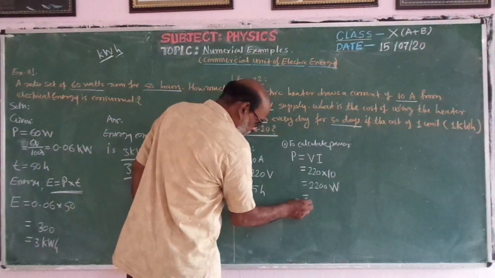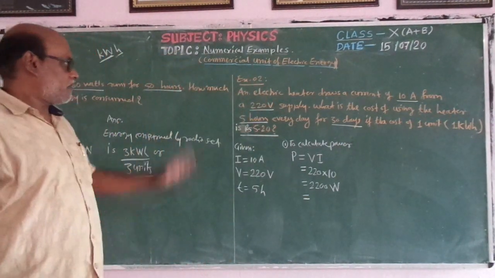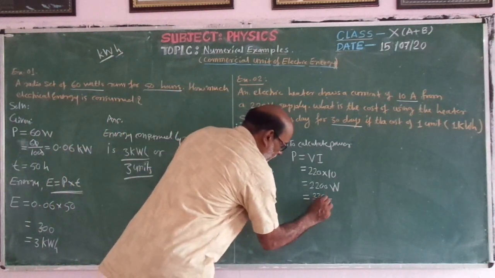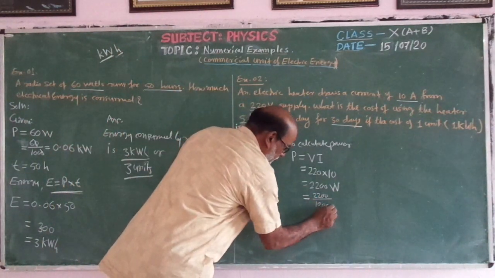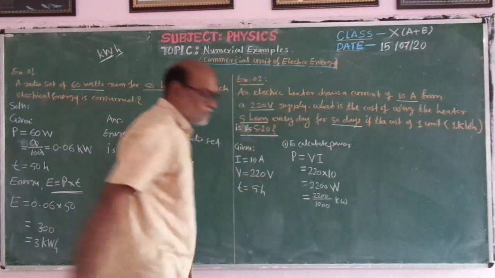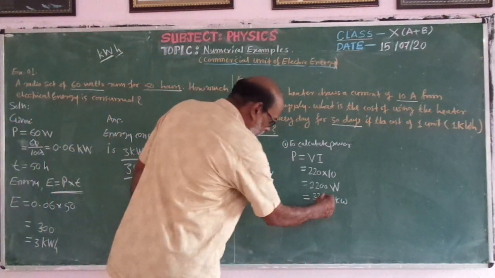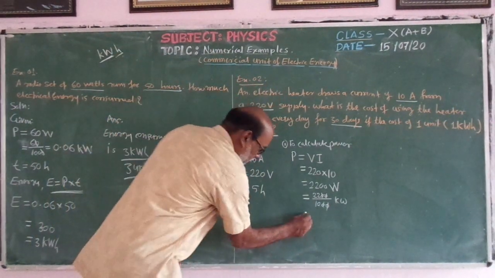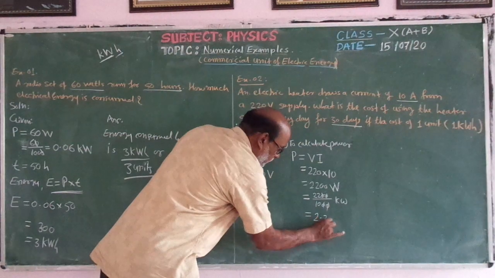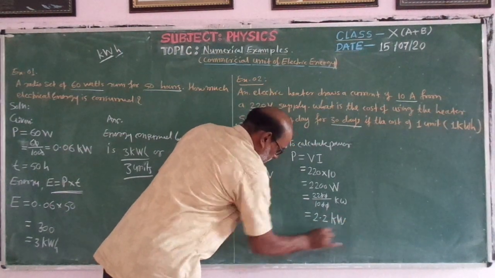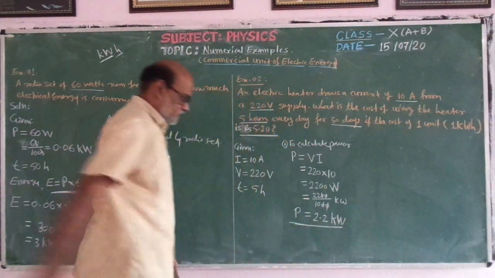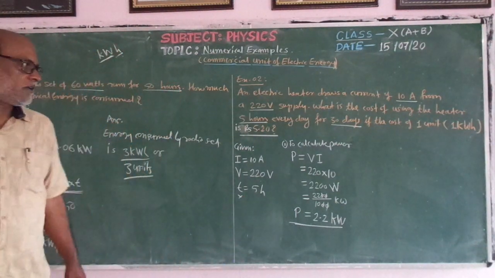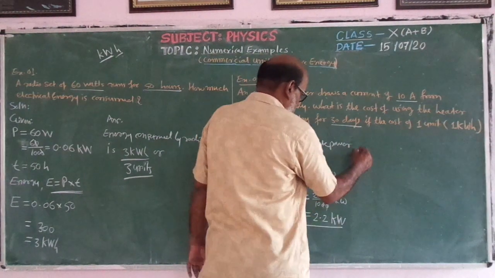Right away we will convert this into kilowatt, because we require power in kilowatt. What do we have to do to convert to kilowatt? We have to divide it by 1000. Now it becomes kilowatt. Divide by 1000, what will it be? 22 divided by 10, that means 2.2 kW. Therefore we get the power. Now we already have T. Therefore, can we now calculate energy? Yes.